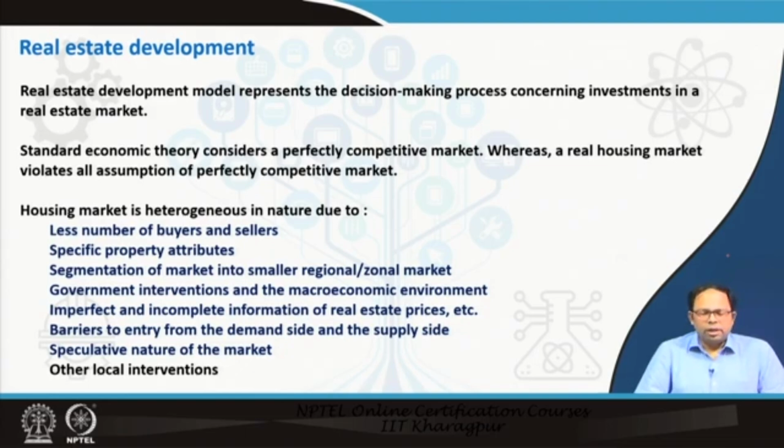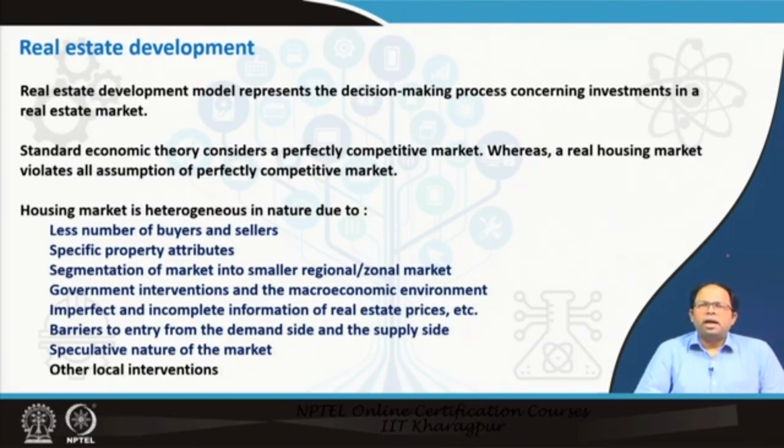So, standard economic theory considers a perfect competitive market, but the real estate housing market violates all the assumptions of a perfectly competitive market. Why? Because the housing market is very heterogeneous in nature, and there are many reasons for it. There is a very small number of buyers and sellers, and each one of them is heterogeneous, with different characteristics. Then there are specific properties of each property, that is, specific attributes of each property. That means each housing project is different.